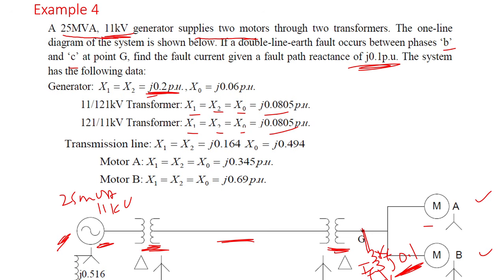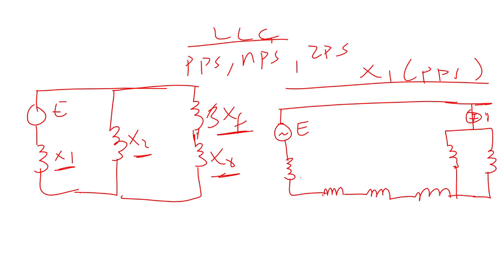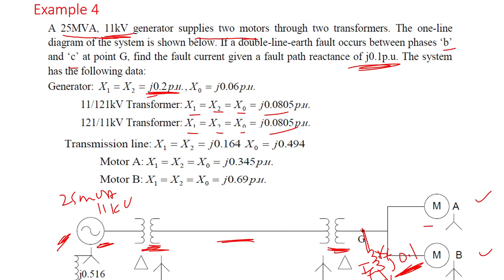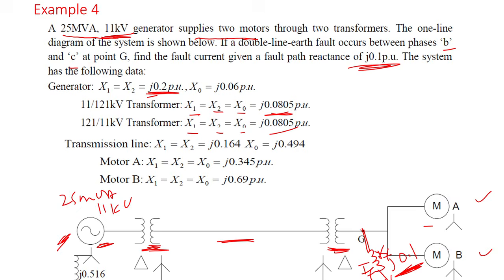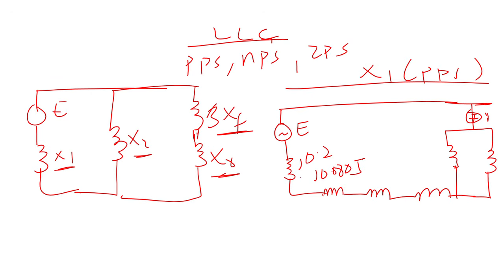So I'm picking the X1 values. First, the generator is j0.2, so I put j0.2 here. I come back. The X1 for transformer 1 is j0.0805. Then I come to the line. The X1 for the line is given as j0.6164. Then the X1 for the next transformer, transformer 2, is given as j0.0805.